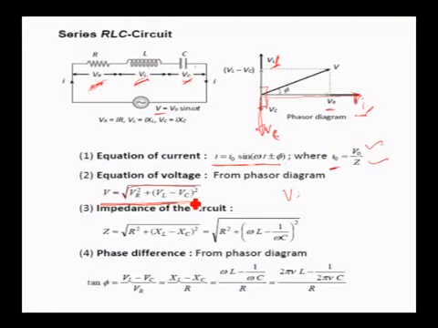Why it is VL minus VC, why not VL plus VC? Because in the case of inductor, current is lagging. In the case of capacitor, current is leading. That's why one is plus VL, the other one is minus VC. The net voltage will be VL minus VC. Just look at this direction. VL along positive y-axis, VC along negative y-axis. Using this V expression, we can obtain the impedance expression as Z equals root of R square plus (XL minus XC) whole square, where XL is omega L and XC is 1 by omega C.